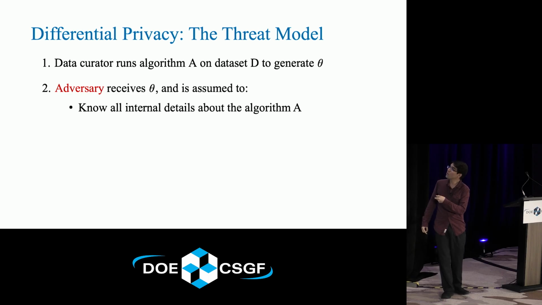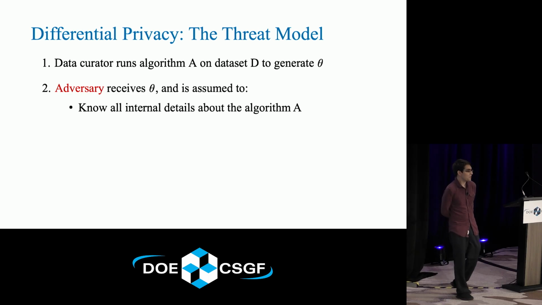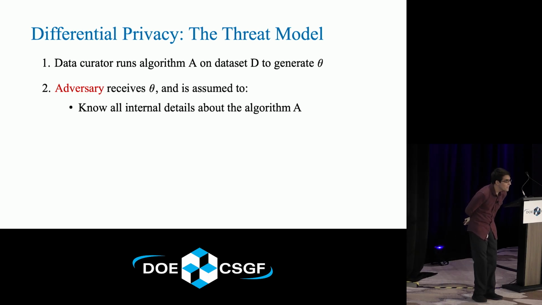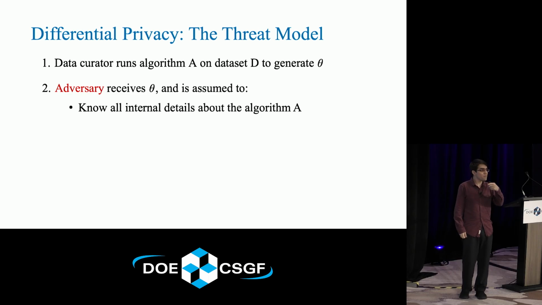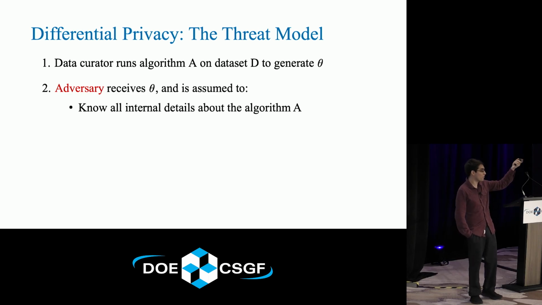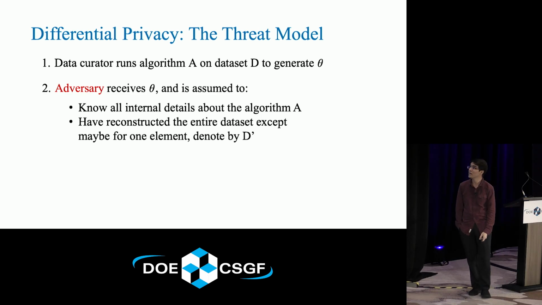The adversary has all internal details about the algorithm A. So if you're computing an average over the data set, they know you're computing the average, and they have your code for how to do it. Worst case scenario number one, so maybe they're an internal in the company, maybe they're a collaborator of yours. They're not some unknown person. They know quite a lot about what you're doing.